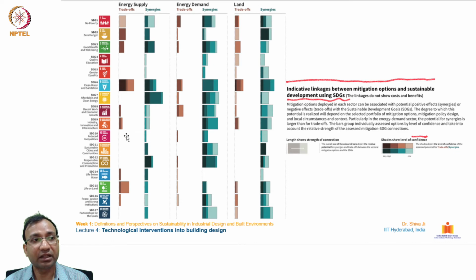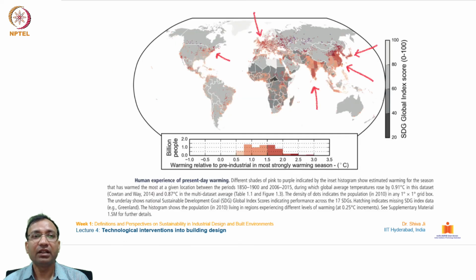But some of the others, like decent work and economic growth, have a very small length, which means a smaller connection is possible. So this gives an indicative idea about the existing mitigation plan, and the linkages between these developmental activities. Further, moving on to the next slide, how this warming is happening.